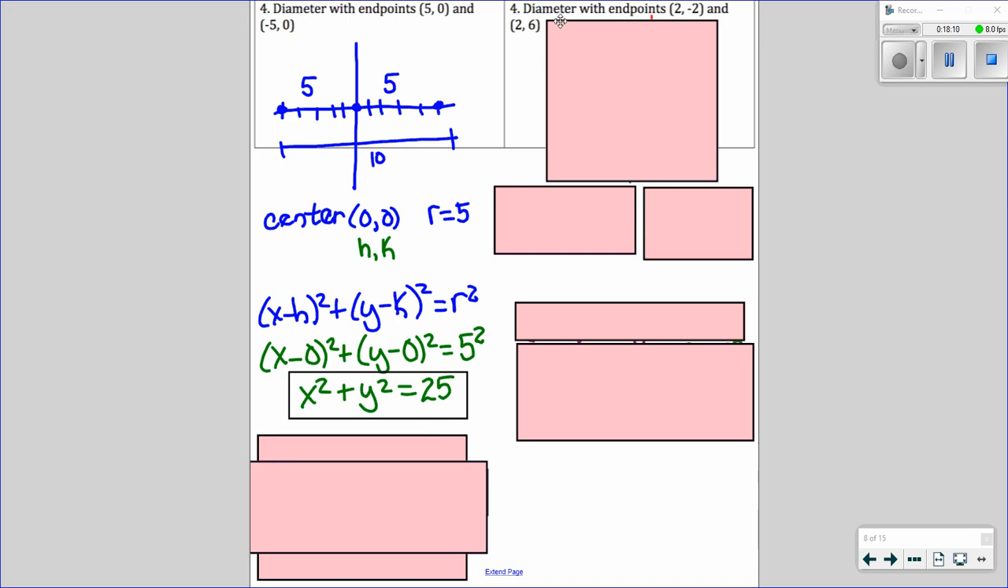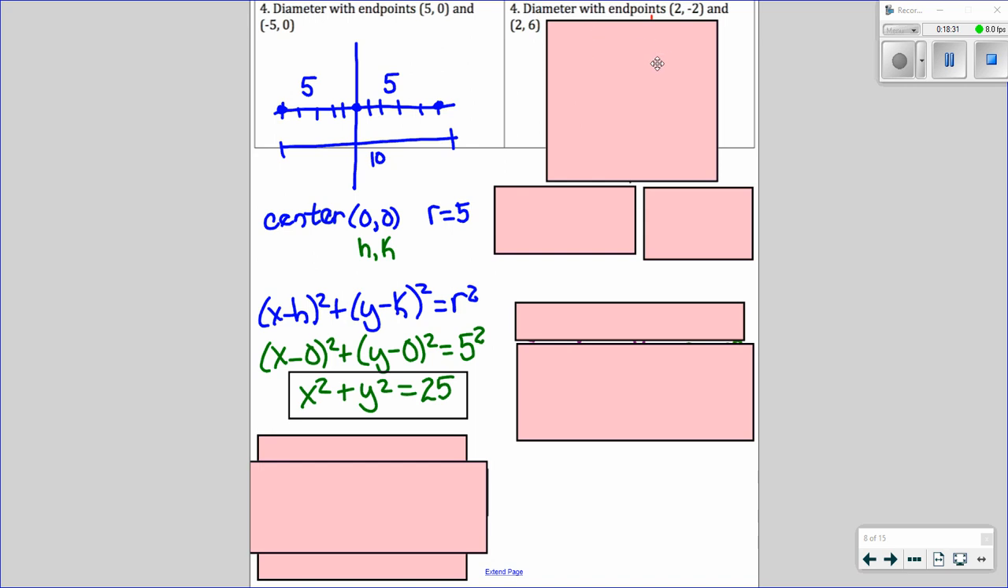Next one, it's a diameter. That's why you need to pay attention. Because if they don't give you the radius and you're dealing with a circle equation, you need to have a radius and a center. Here you don't have a center, you don't have a radius, but they gave you the diameter. And in a circle, the diameter, when you cut it in half, gives you the radius. And then that's where you can find the center.